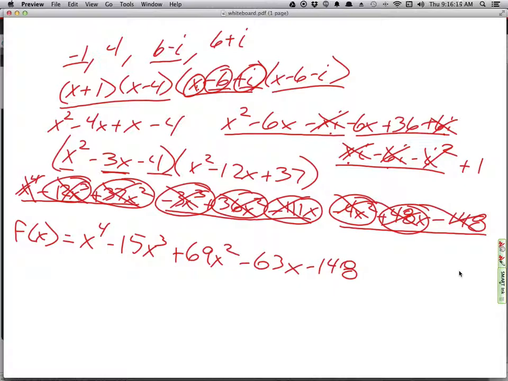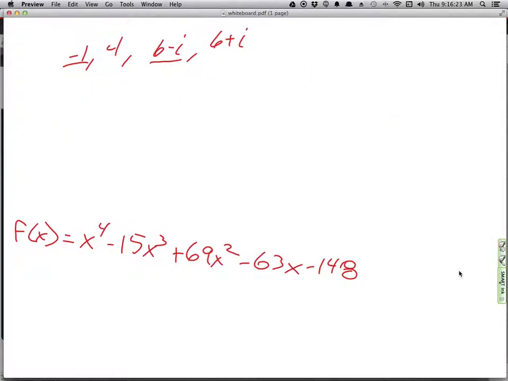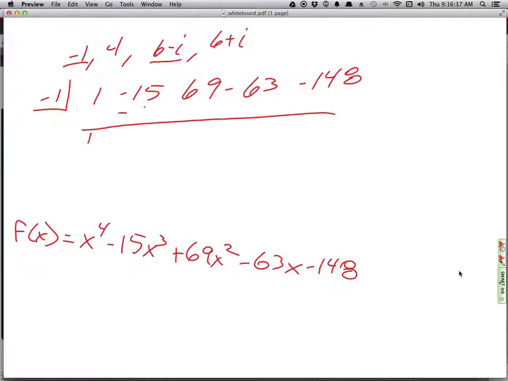And real quickly, since it's very easy to do, let's go ahead and divide to verify we did it correctly. Which zero do I want to use? Negative 1. So 1, negative 15, 69, negative 63, and negative 148. So 1, negative 16, 85, negative 85, negative 148, and positive 148. So that means more than likely our function was written correctly.